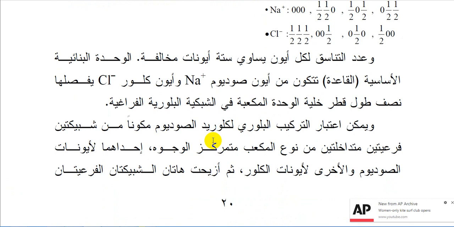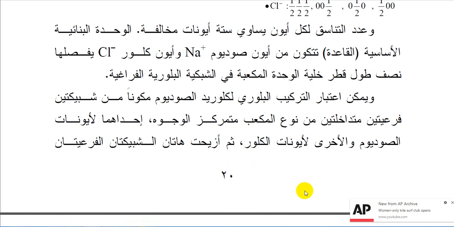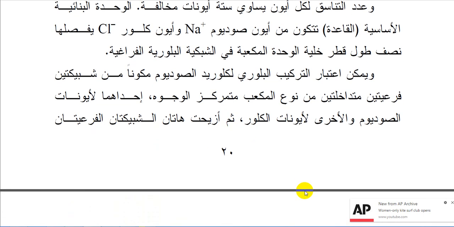We can only take the crystal structure of the sodium chloride as consisting of two interlaced branched lattices. يعني يتكون التركيب البلوري لكلوريد الصوديوم من شبكتين فرعيتين كما ترون أمامكم of FCC type, يعني من نوع المكعب متمركز الوجوه. The sodium ions and the chloride ions, يعني أيونات الصوديوم وأيونات الكلور.